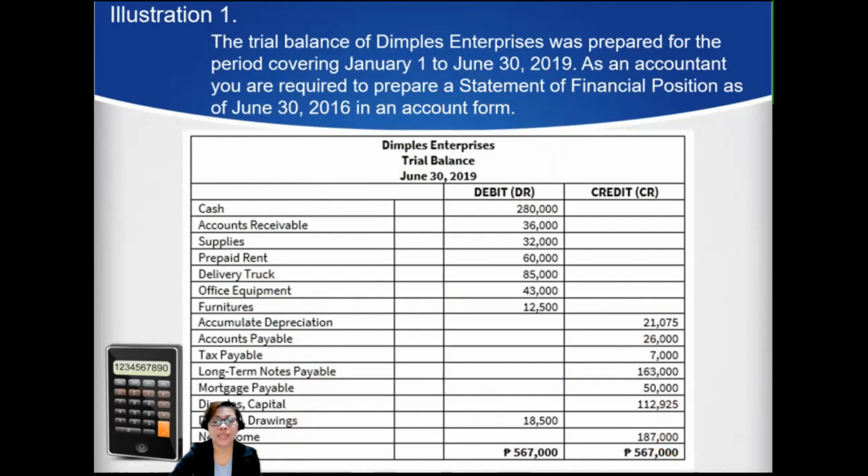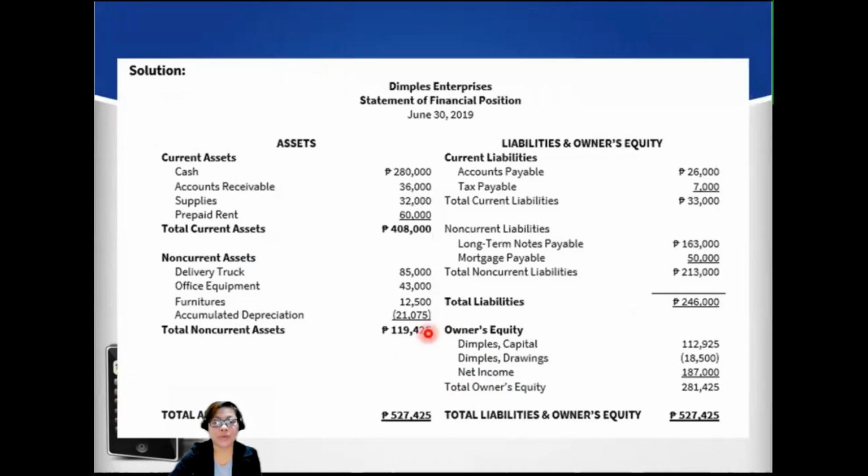Now let's see the solution. Okay, so this is now the account form of Dimples Enterprises. The statement of financial position as of June 30, 2019. So we have listed here the assets. We have current assets indented with the different current assets, then total current assets. Then we have non-current assets, the different non-current assets, then total non-current assets, then total assets.